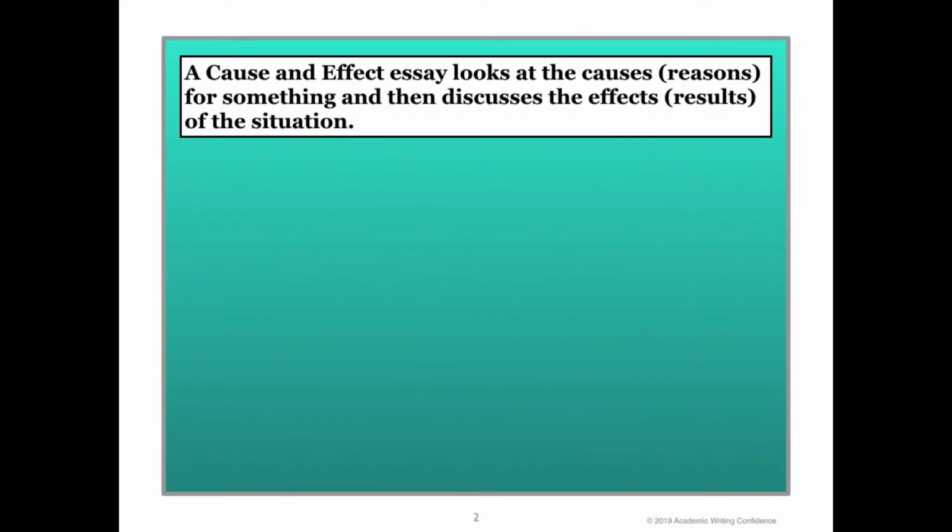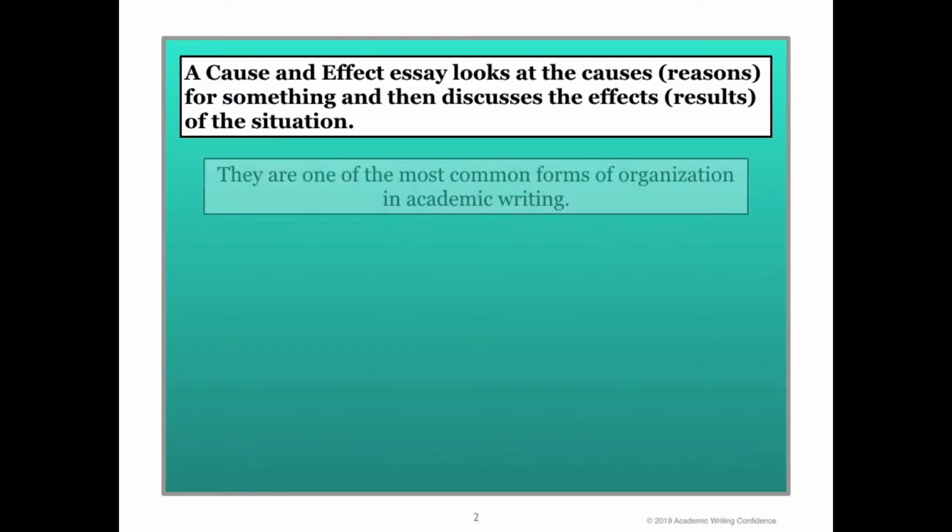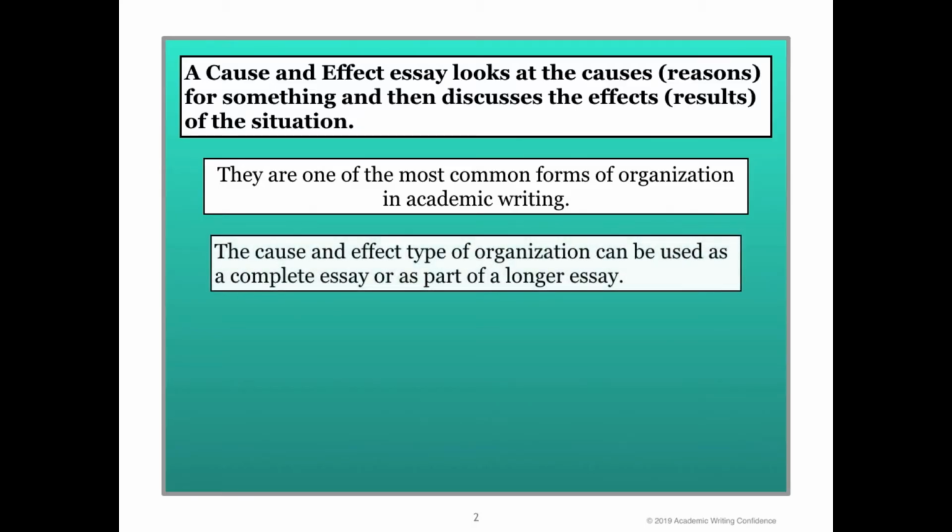A cause and effect essay looks at the causes or the reasons for something and then discusses the effects or results of the situation. They are one of the most common forms of organization in academic writing. The cause and effect type of organization can be used as a complete essay or as part of a longer essay. Now, this style of essay is often used in academic writing, so it's a good idea to learn how to use this method.